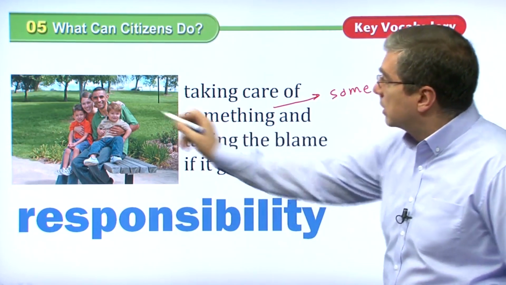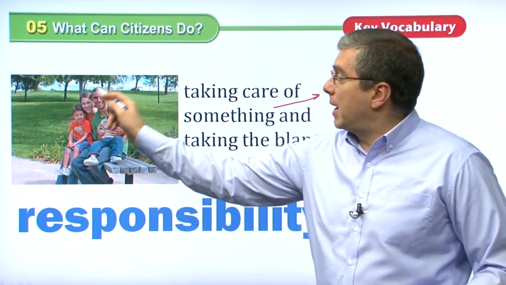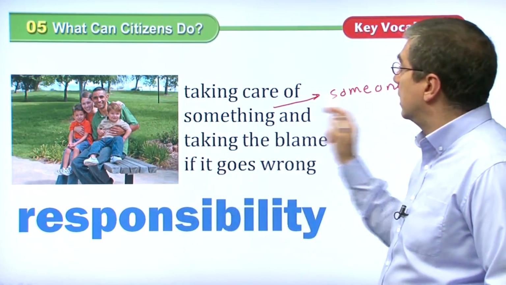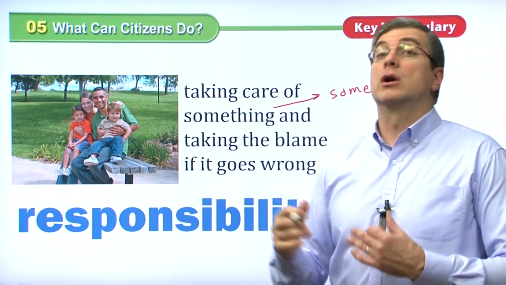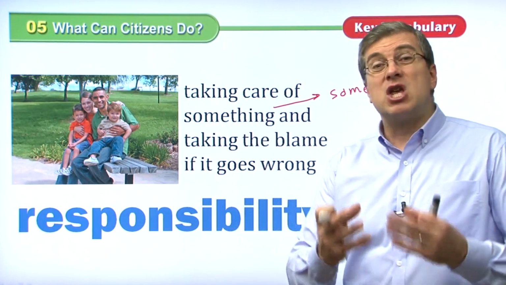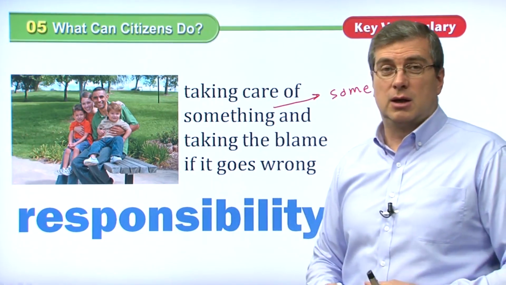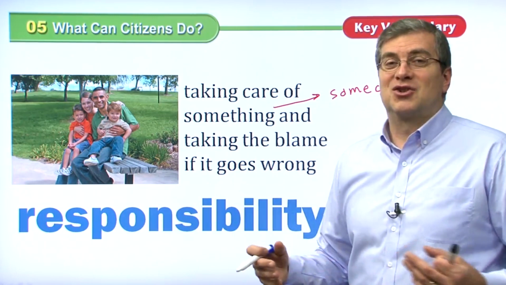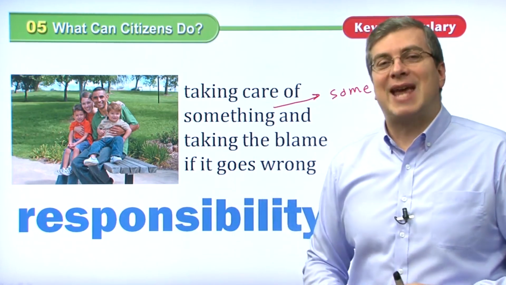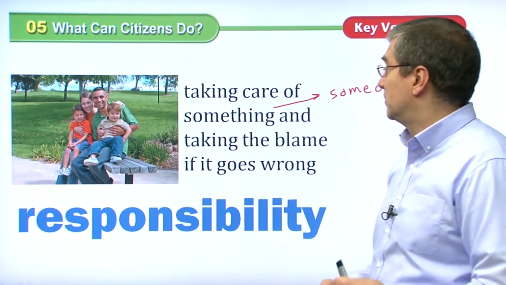For example, look at this picture. Here we have father, mother, and two boys, right? The parents have a responsibility to take care of their children. That would be someone. So take care of something or someone, right? You have a responsibility to take care of your things. For example, your school books, your clothes. You shouldn't go out and destroy your clothes. Your mom will be very angry. You have a responsibility to take care of your things. Your parents have a responsibility to take care of you.